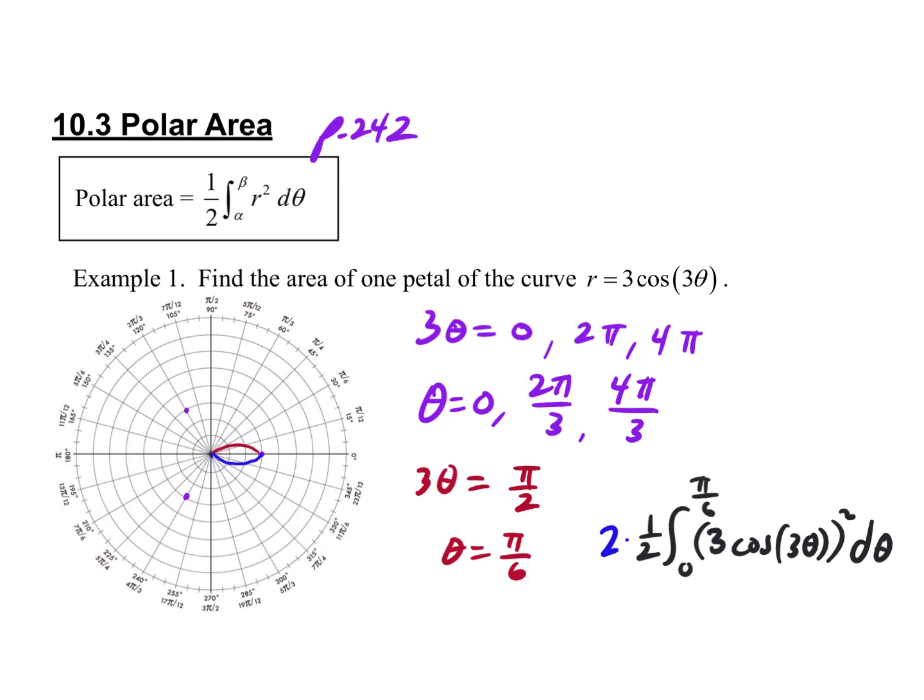So go ahead and punch that in your calculator. Obviously, the 2 times the 1/2 then cancels out, so you don't have to worry about that. But go ahead and put this in, and let's see what you get.